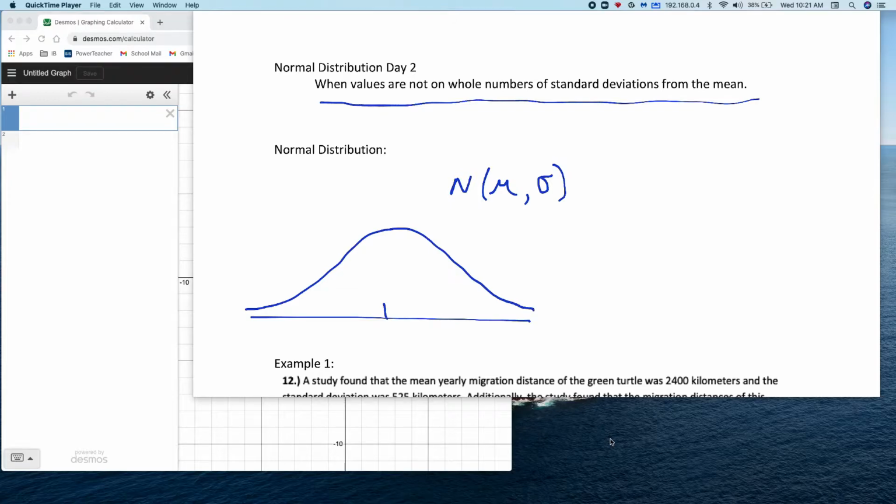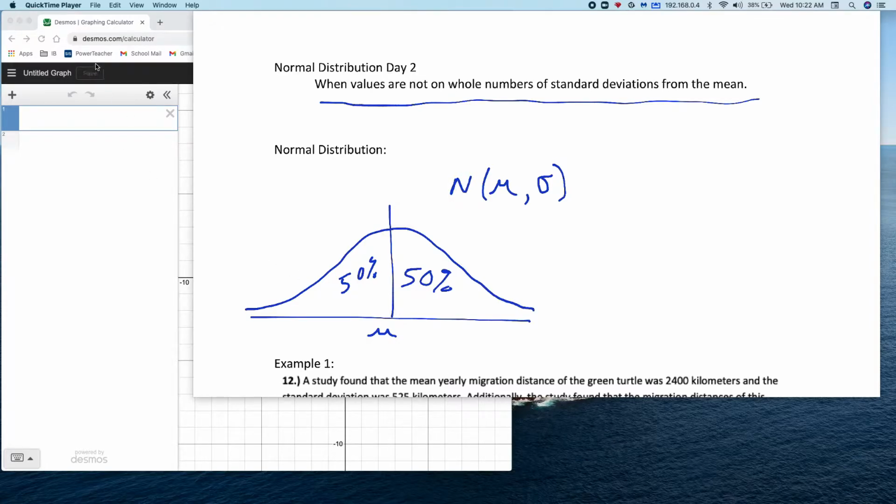You know that the mean is right there in the middle, so it splits it right in half. So the mean splits it in half. So 50% of the data is on this side of the mean, and 50% is on that side of the mean. So when we're doing this, you're going to use this Desmos calculator.